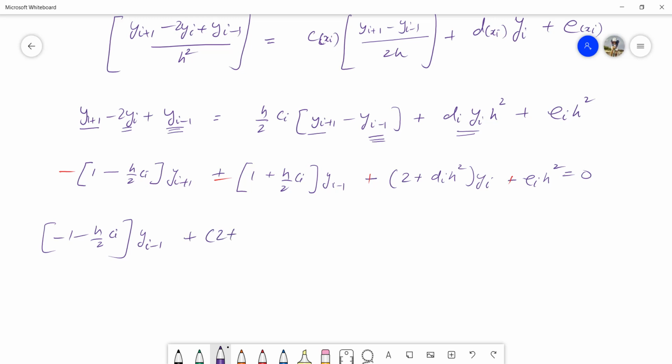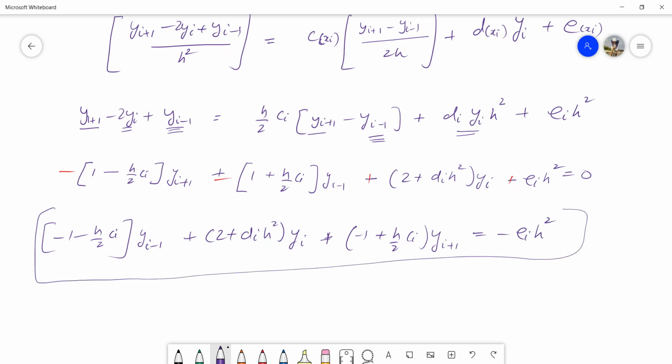plus 2 plus h square di square into yi, taking the minus sign inside, so we have minus 1 plus h by 2 ci yi plus 1 is equal to minus h square ei. Okay. Just to rearrange in the order of yi. So we have this expression. Now we'll put the boundary conditions, that put i is equal to 1 till i equal to n minus 1.